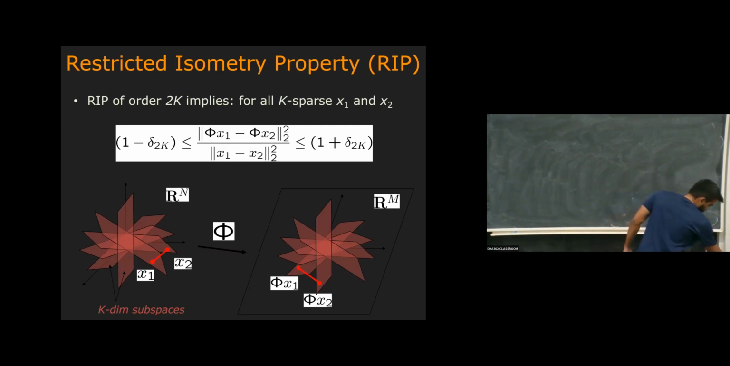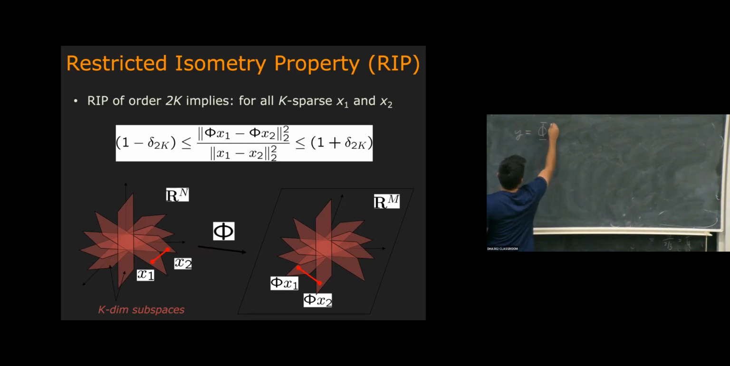I screwed up this table. So we have y equals phi x, and phi is a wide matrix, and x is a tall matrix, and y is a short matrix. This is M, this is N. No, this is M, sorry, that's it. And this is N by N.